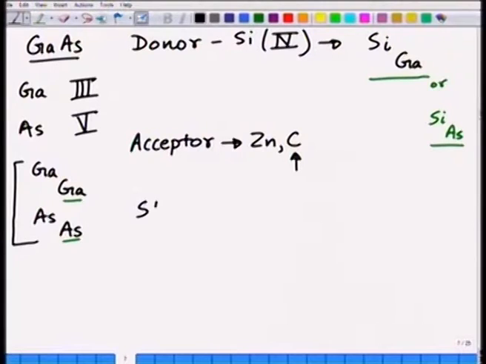These are a few more examples you can look up in any textbook or any database, with acceptors and donors for different materials. But the next thing I want to say is that all these dopants I am talking about are what we call shallow donors, shallow dopants.